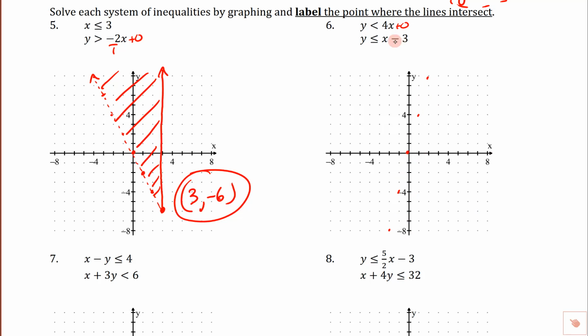And then we're talking about this one here. We've got, let's see, y is less than or equal to, so it's going to be a solid line. Slope would be 1 on this one, and then it's going to cross at negative 3, so it's going to look like that. And this is a solid line. Okay, whoops. And it goes like that, and then we'd come over here.